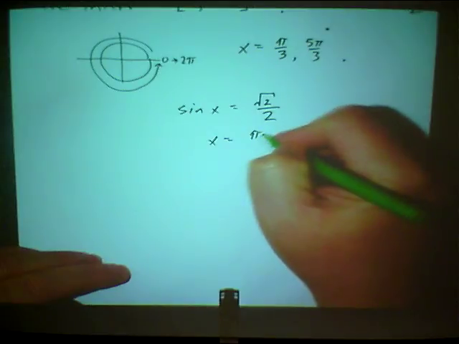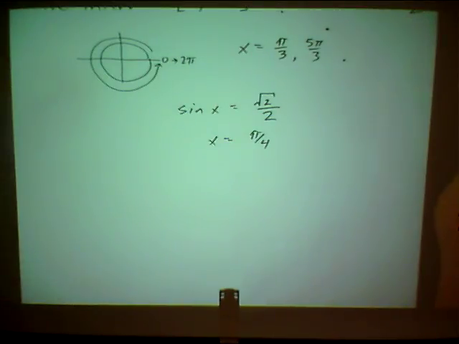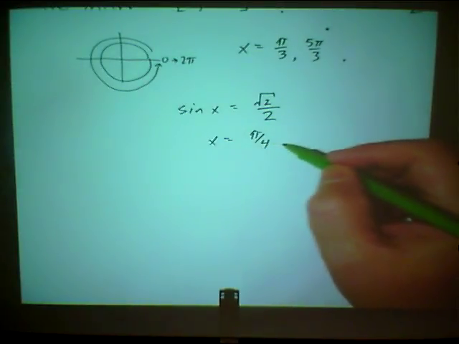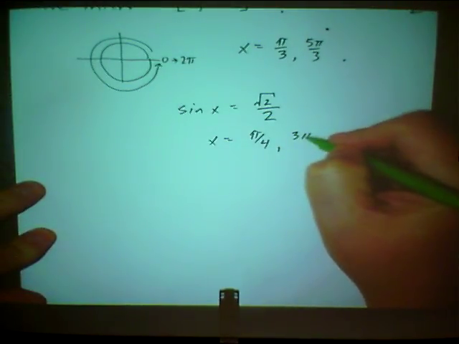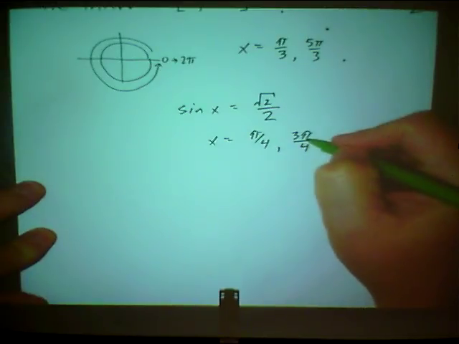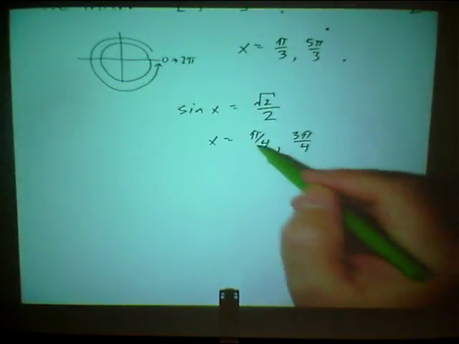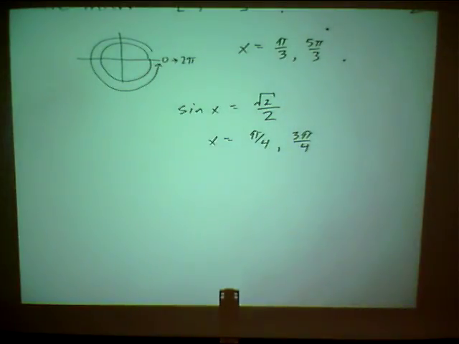the sine of pi over 4, the value of y at pi over 4, is square root of 2 over 2. And then I realize that if I go to the second quadrant, and I look at the point that has a denominator of 4, it's 3 pi over 4, and I look at the y value at 3 pi over 4, and it's also square root of 2 over 2. So now there are two solutions, two angles, where the sine is square root of 2 over 2.